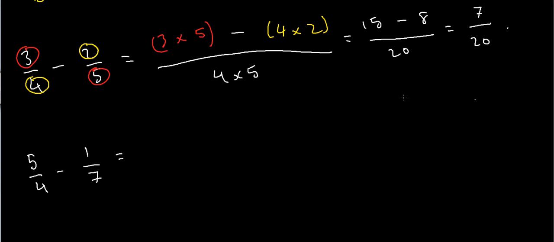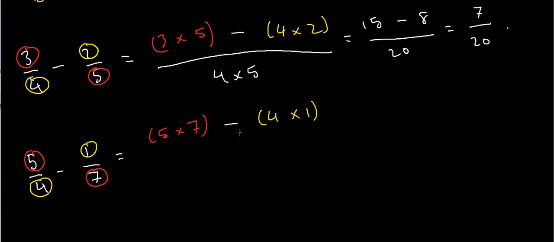Let's look at another example. Let's look at 5 over 4 minus 1 over 7. So just as before, we look at the number on the top left, that's 5, and we multiply that by the number on the bottom right. So in the corners, basically. And when we do this, we've got 5 times 7, then we put a minus sign, because we're subtracting, minus whatever's on the opposite corners here. So we've got 4 in the bottom left and 1 in the top right. So you've got 4 times 1. 5 times 7 minus 4 times 1.